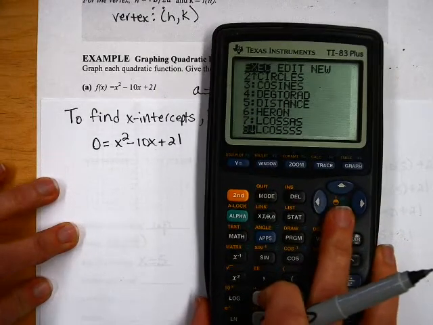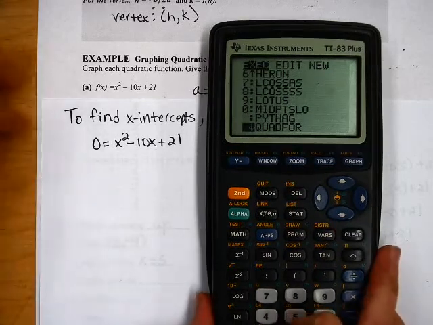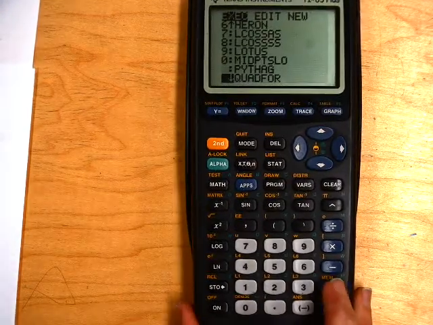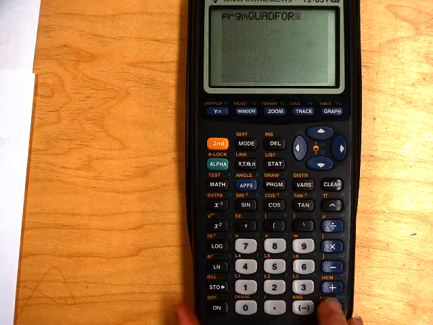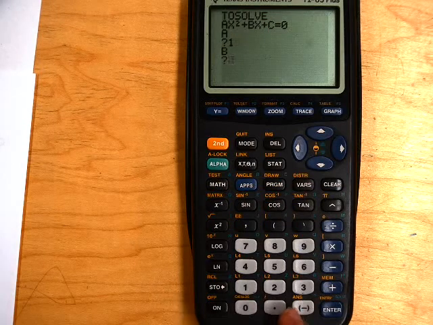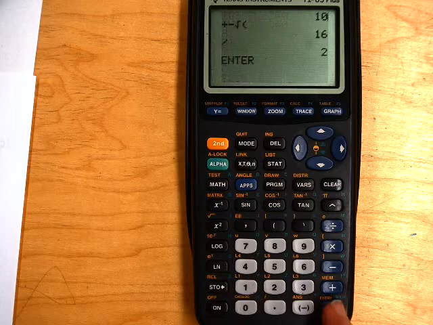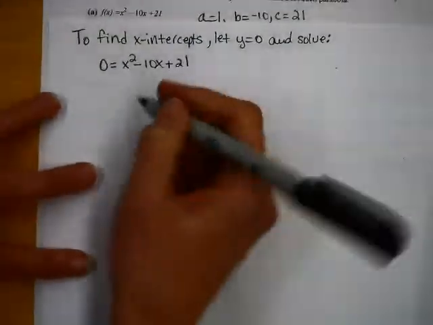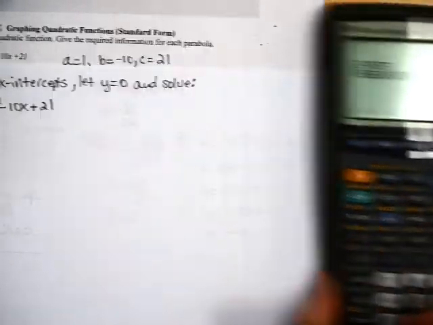And I'm going to actually use quad 4 on my calculator. If you have the quad 4 program on your calculator, you are welcome to use it. And if you don't, you would have to use the quadratic formula, pencil and paper method. Okay, so quad 4, hit enter again, and we've already identified that a is 1, b is negative 10, and c is 21. Enter, and hit enter again, and it tells me on my calculator screen that x equals 3 and x equals 7.